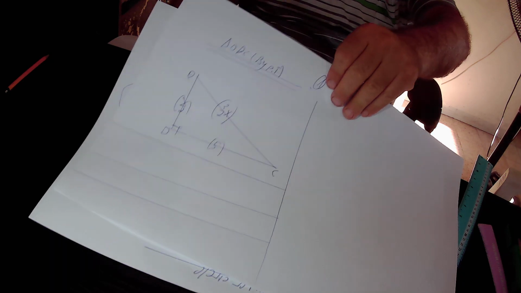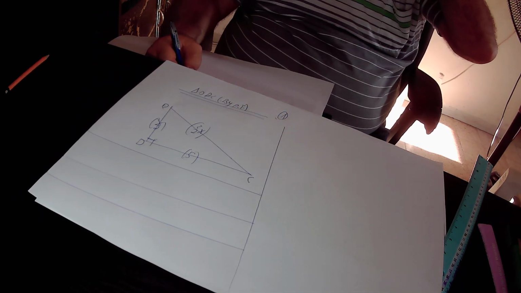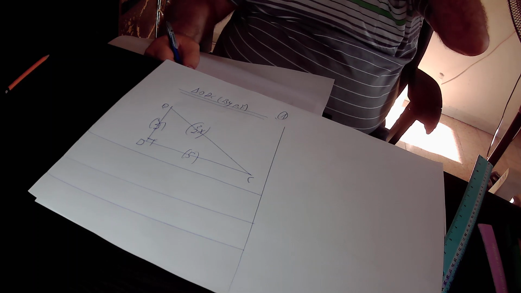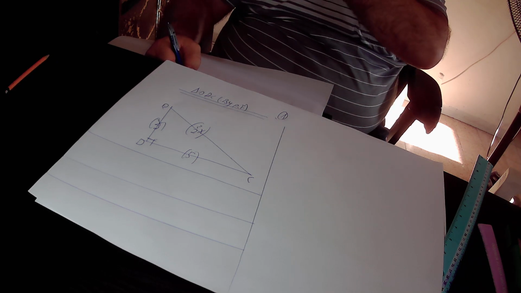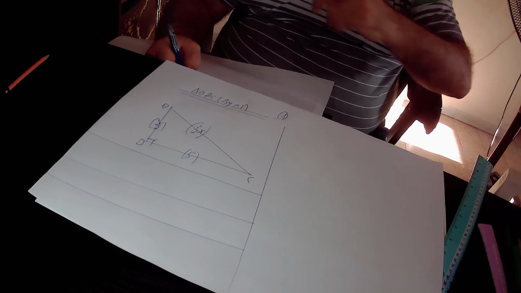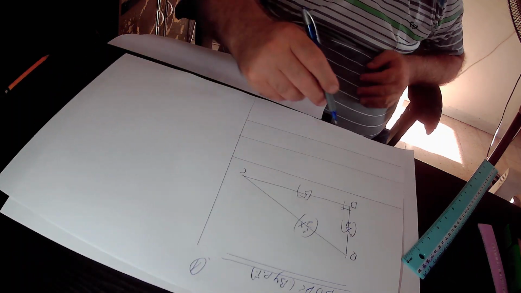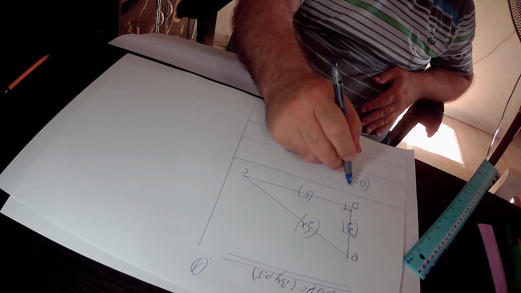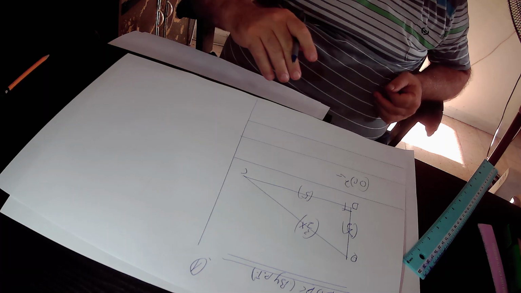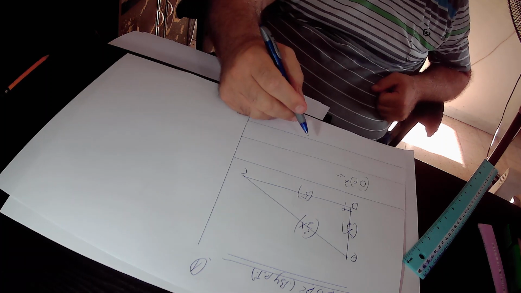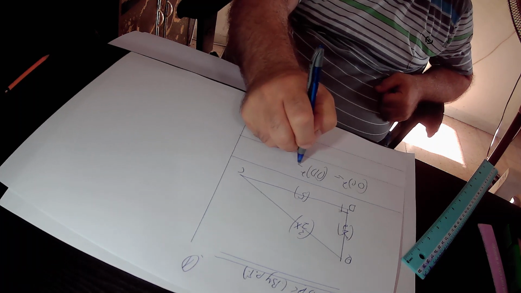Firstly, this is the right triangle ODC that I copied from the original drawing. According to the Pythagoras theorem, in this right triangle ODC, OC squared equals OD squared plus DC squared. So I'll write it down. OC squared, that is the square of the hypotenuse, equals OD squared, plus DC squared.